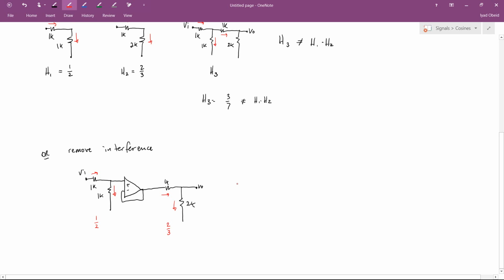So in this case, I can say that my gain, I guess we'll call that H4 because this is a very different system, will in fact equal H1 times H2 because they don't interfere with each other, and I'm going to get a gain of 1/3. All right, so just be mindful of how these things work, but at the end of the day, we're just multiplying transfer functions together.